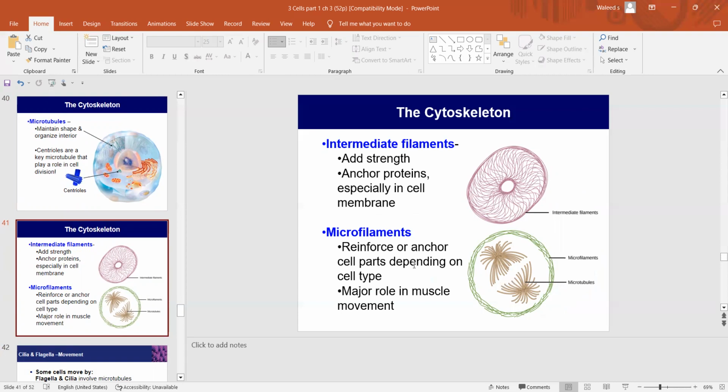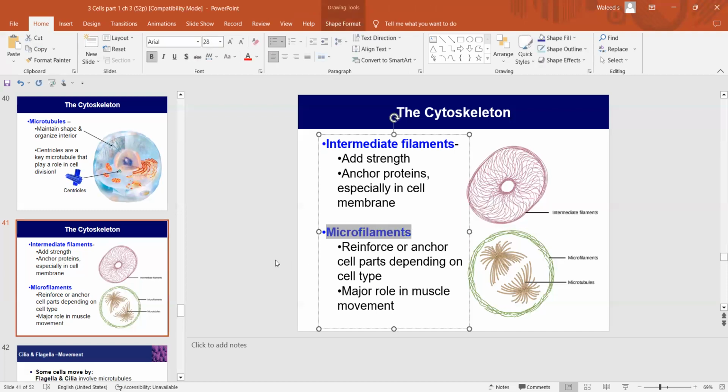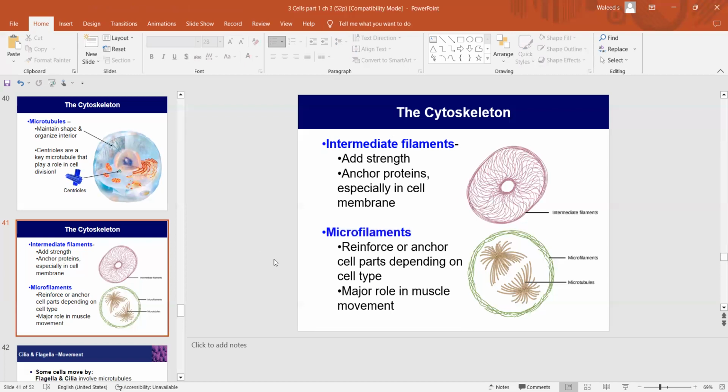The microfilaments also reinforce or anchor, but they play a role, and this is important, in muscle movements. We have muscles inside the cells, inside our muscle cells. This is not the time to talk about it, but when we study the muscles, you will learn that our muscles move because of these tiny things inside of them. They're called microfilaments. So now we have a broad idea, and we will move to the details later on.